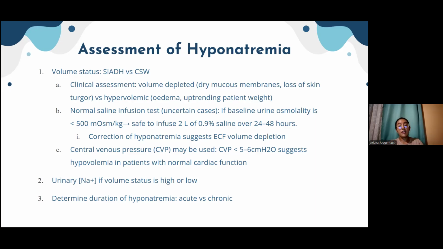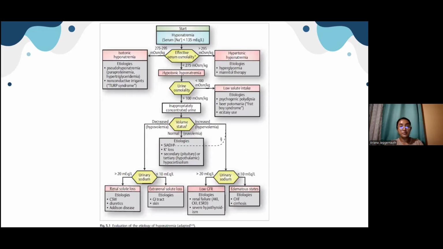Any correction in hyponatremia suggests extracellular fluid volume depletion. We can also assess volume status via the central venous pressure. A CVP of less than 5 to 6 centimeters of water suggests hypovolemia in patients with otherwise normal cardiac function. We also assess urinary sodium concentrations if volume status is high or low. And it's also important to determine the duration of hyponatremia. So is this patient presenting with acute or are they presenting with chronic hyponatremia?